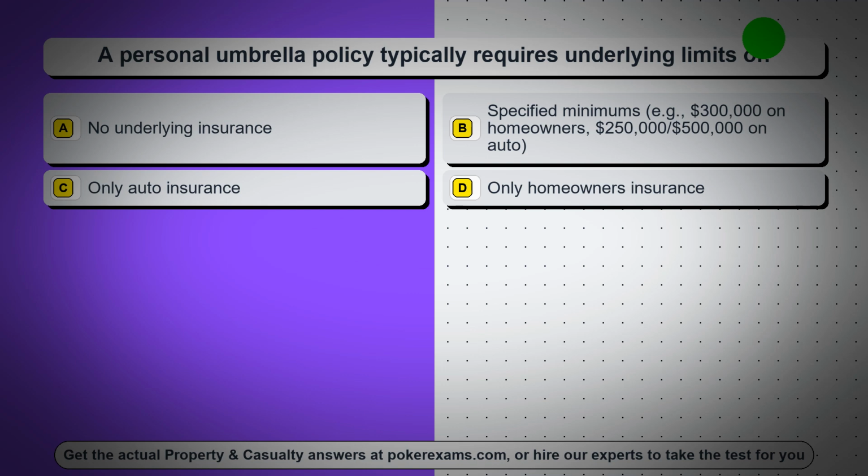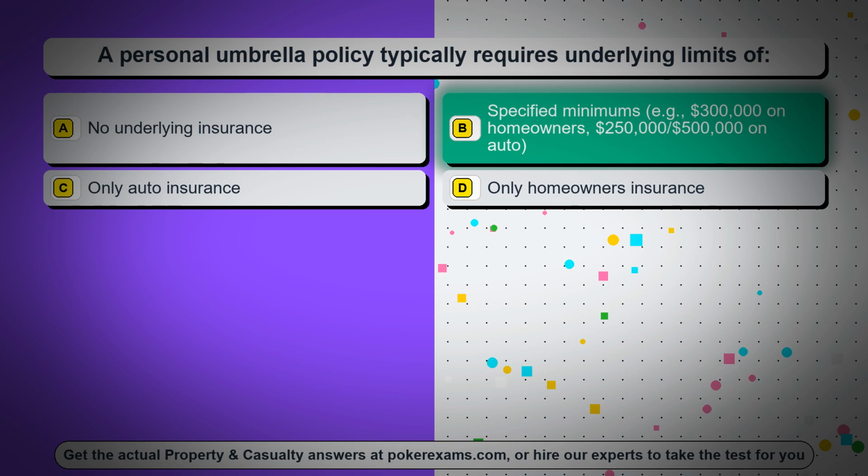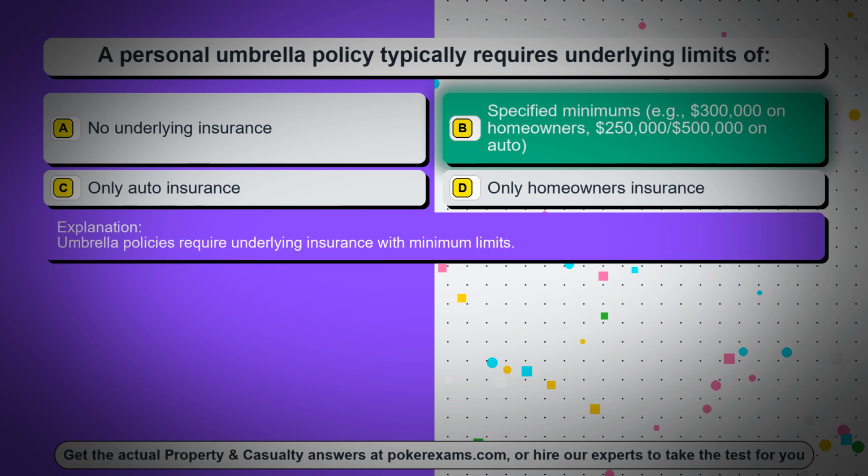Question 1. A personal umbrella policy typically requires underlying limits of: Option A, no underlying insurance. Option B, specified minimums, for example $300,000 on homeowners, $250,000/$500,000 on auto. Option C, only auto insurance. Option D, only homeowners insurance. The correct answer is option B, specified minimums. Umbrella policies require underlying insurance with minimum limits.